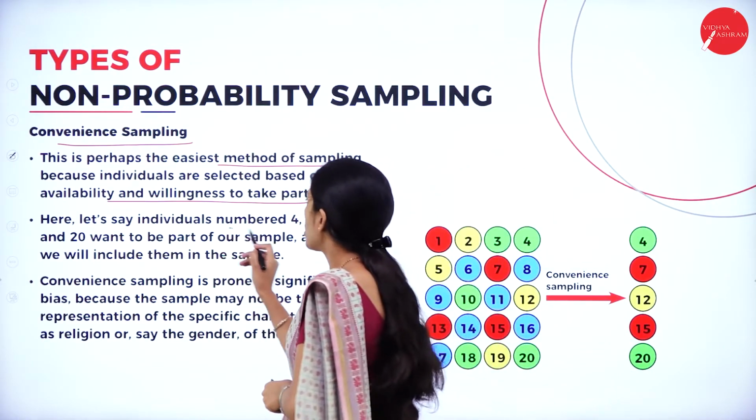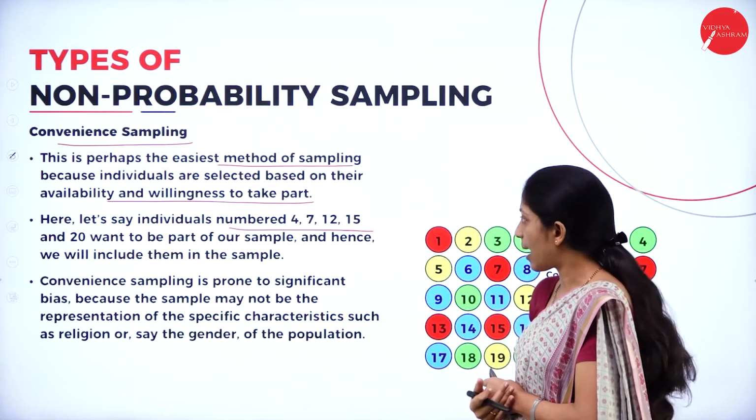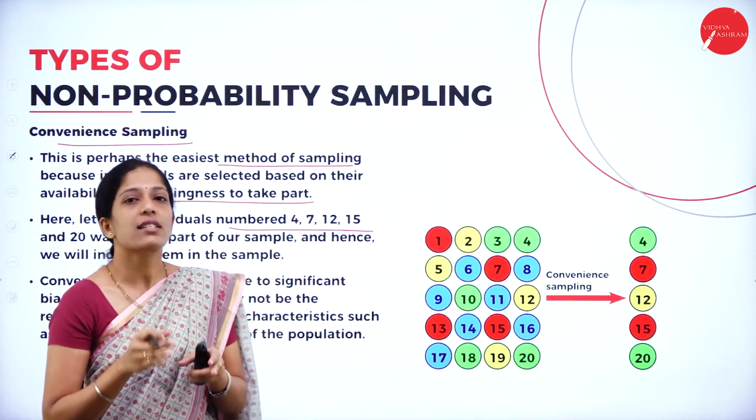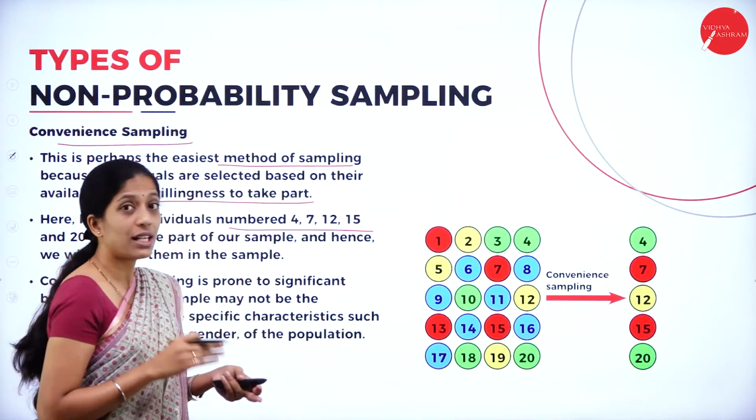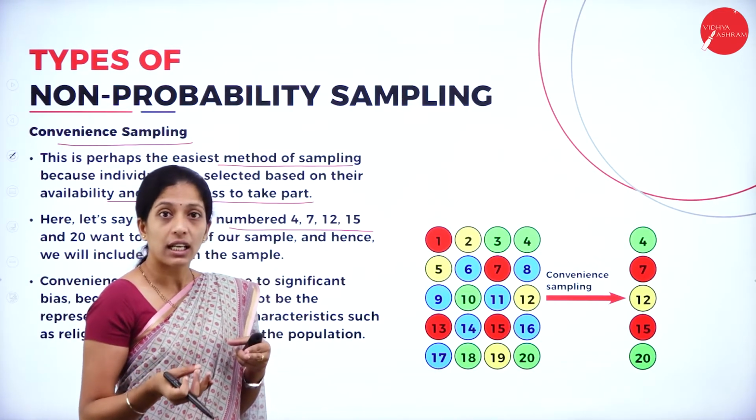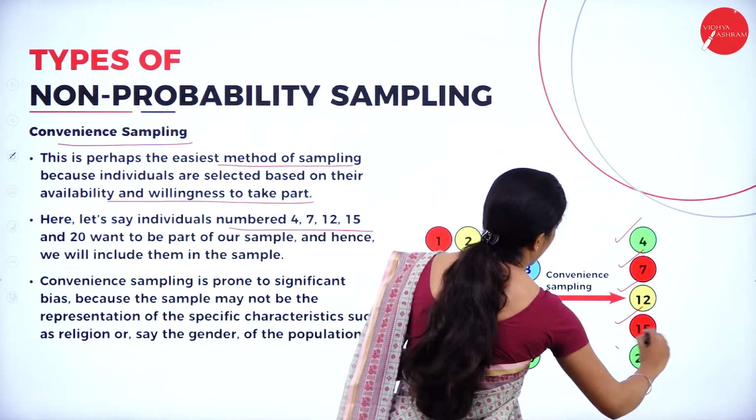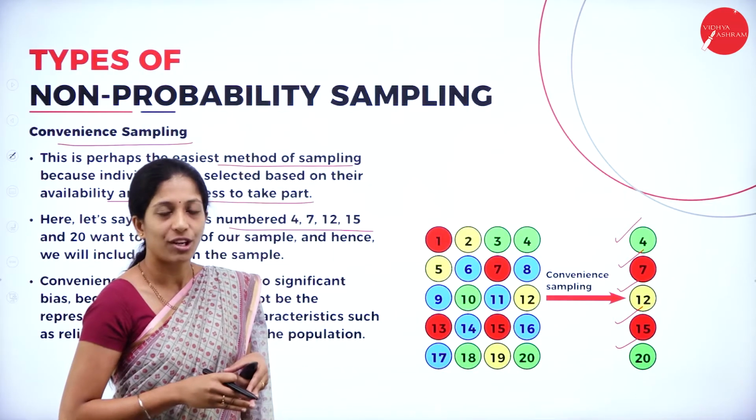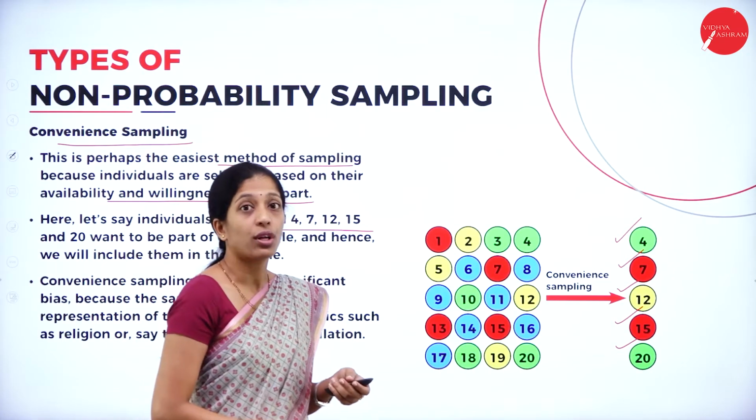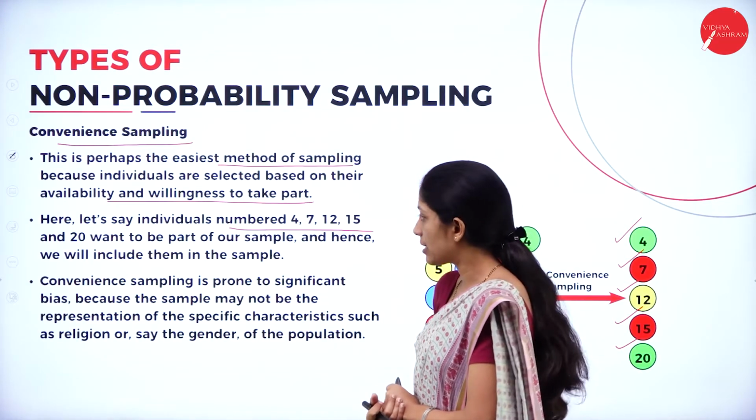Here, let's say individual number 4, 7, 12, 15 and 20 want to be a part of our sample and hence we will include them in the sample. Now, what do you mean by that? Here the researcher felt that among the 20 individuals, only these 5 will help us to get the information. So it depends upon the convenience of the researcher. He thought that 4, 7, 12, 15 and 20 will give us sufficient information. So depending upon the convenience, he has selected them. That is known as convenience sampling. It always depends upon the willingness of the researcher.